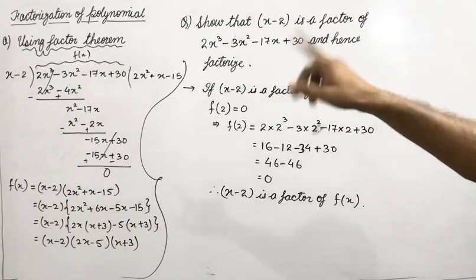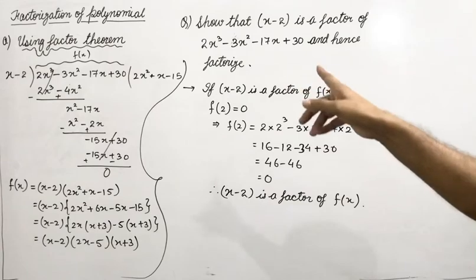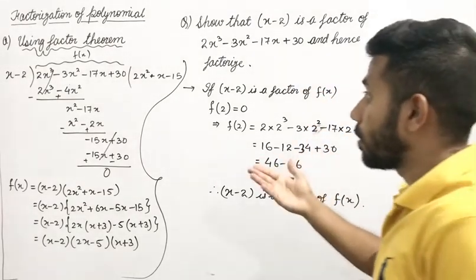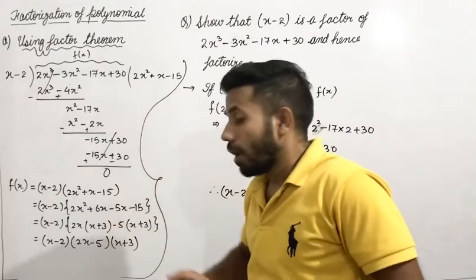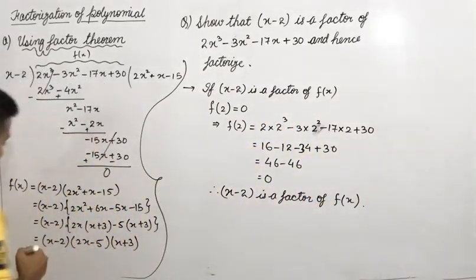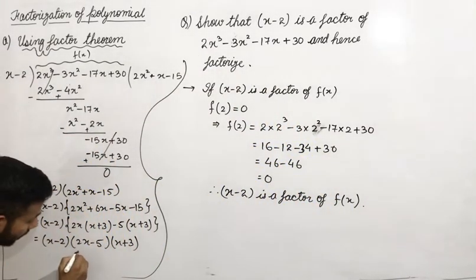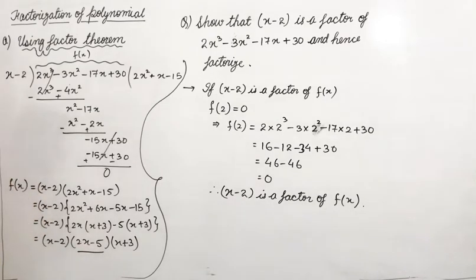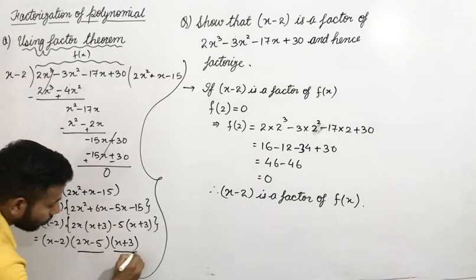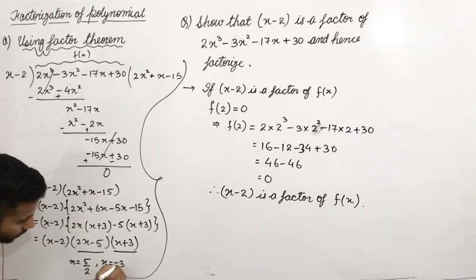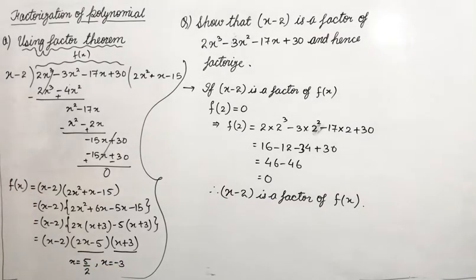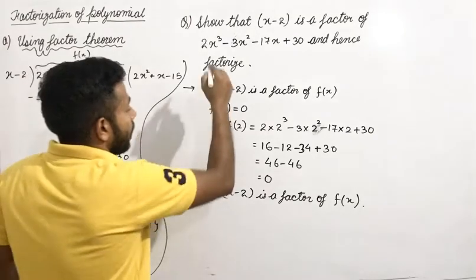What is being asked? It is being asked to use factor theorem. Since it is being asked to use factor theorem, you don't need to write this complete thing in the fair part. From here you get a hint that this is also a factor and this is also a factor. So you get that x equals 5 by 2 is a root and x equals minus 3 is also a root.